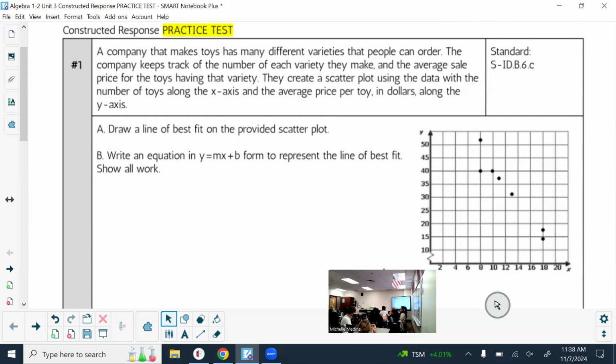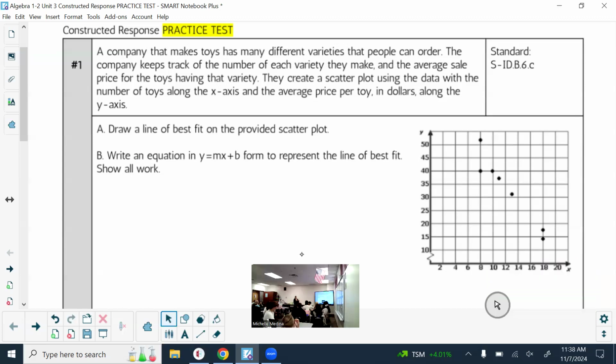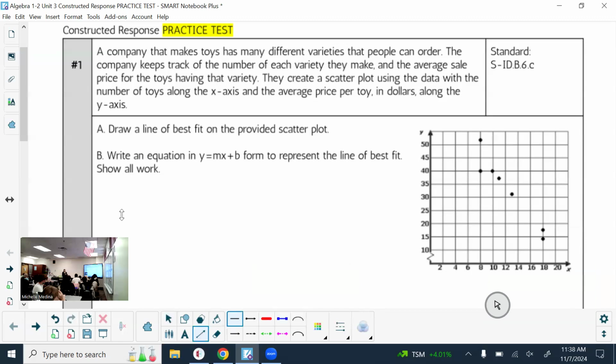First thing you need to do is draw a line of best fit. So I shouldn't really expect any words or anything over here. I'll be looking for it here when I grade it. For it to be a line of best fit, where does it need to be in relation to the data? Close to the points. Okay, does it have to touch all the points?